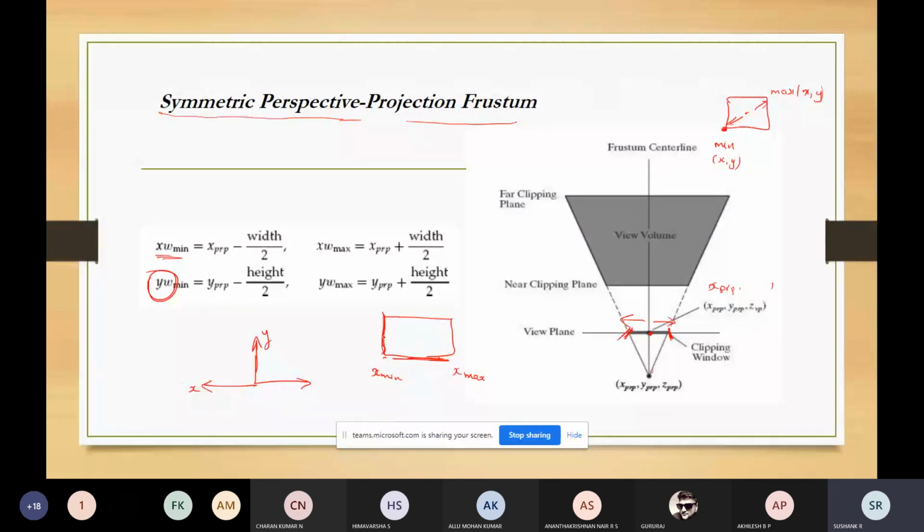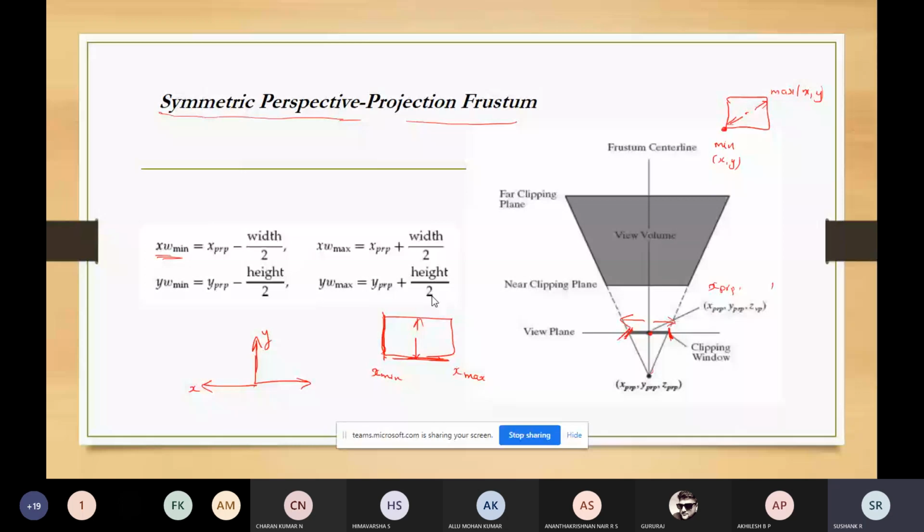That's why x window minimum is xprp minus width by 2, and x window maximum is xprp plus width by 2. Y window minimum is yprp minus height by 2, and y window maximum is yprp plus height by 2. So the positions are given using this window dimension.